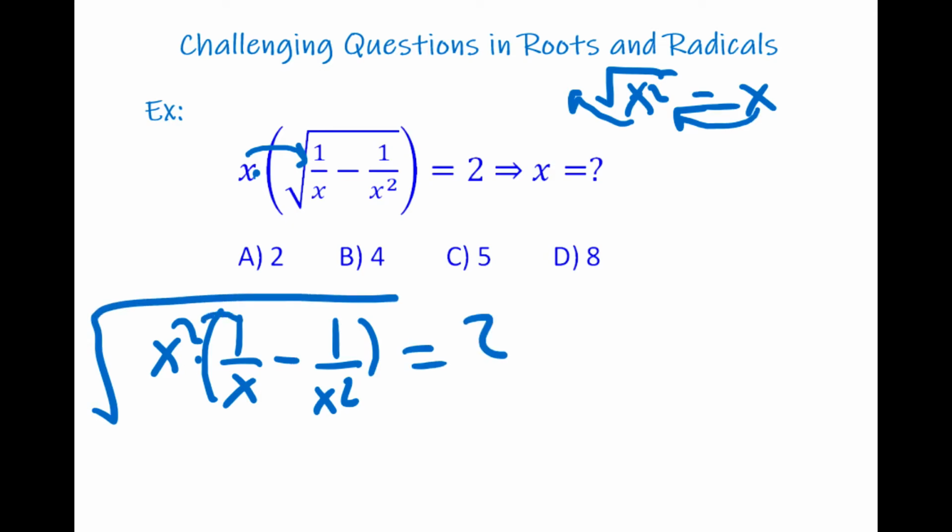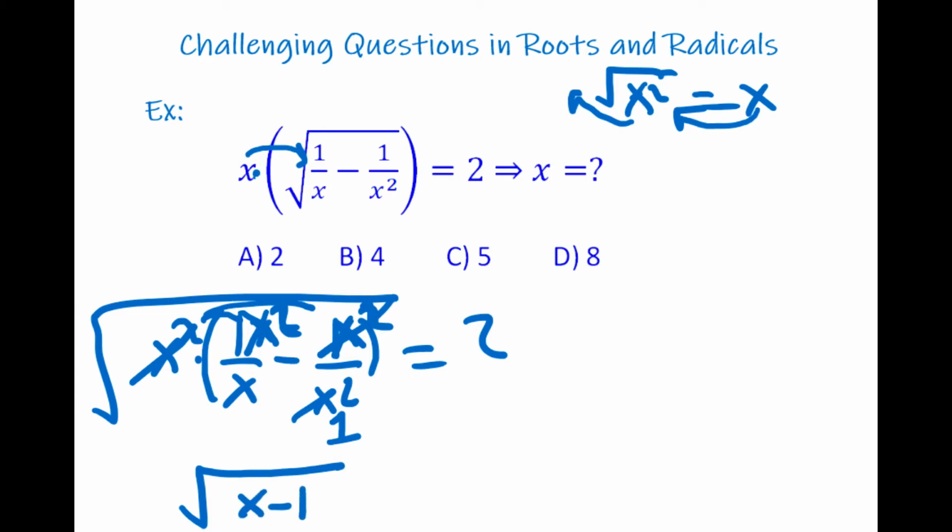If you distribute this x squared, then I'm going to have x squared here, and then I'm going to have x squared here also. So that x squared goes with this x squared, and this part becomes 1. And if you divide x squared by x, then we're going to have x. So what we're going to have is x minus 1 under the root on the left, and on the right we have just 2.